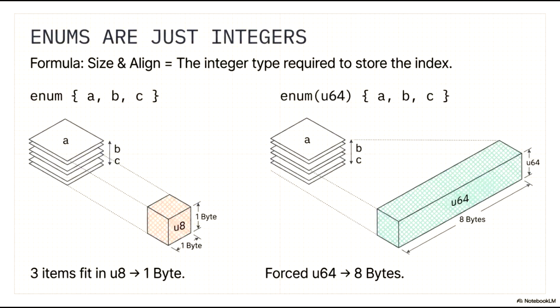In the second example, we explicitly force the enum to use a U64 type. Even though we still only have 3 items, the memory footprint expands to 8 bytes to accommodate the specified integer size. This demonstrates how explicitly defining the underlying type directly dictates the memory consumption and alignment of your data structures.